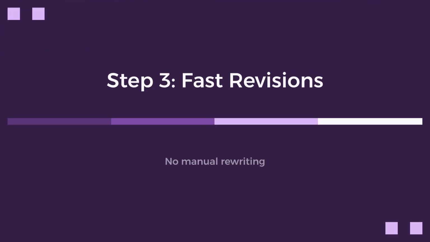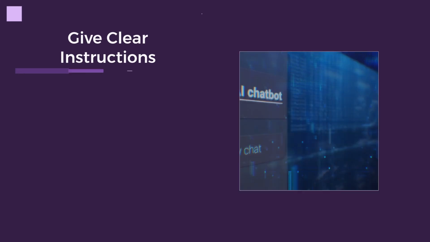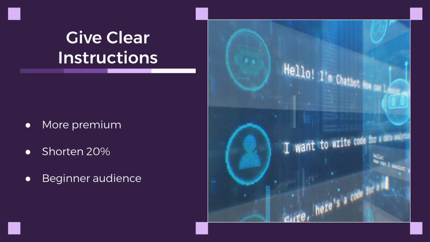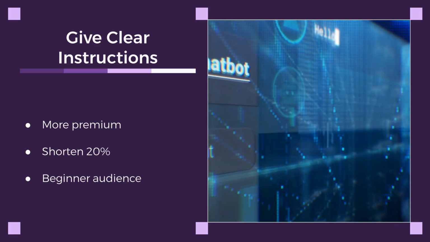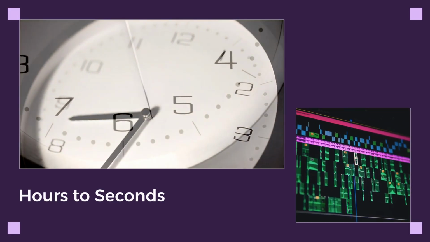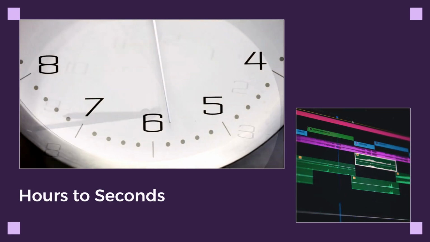The third and final step of the simple system, fast revisions. Instead of manually rewriting, simply give ChatGPT clear instructions, such as, make this sound more premium, or shorten this by 20%. Revisions that used to take hours now take seconds, dramatically accelerating your turnaround time.